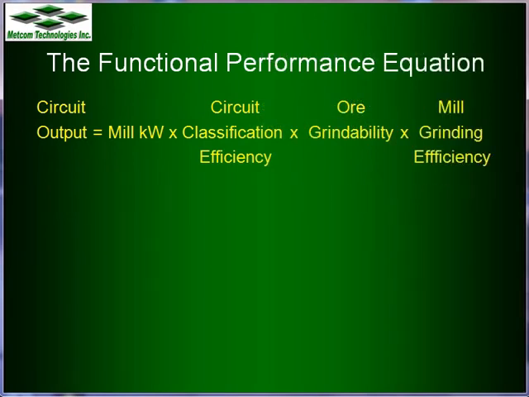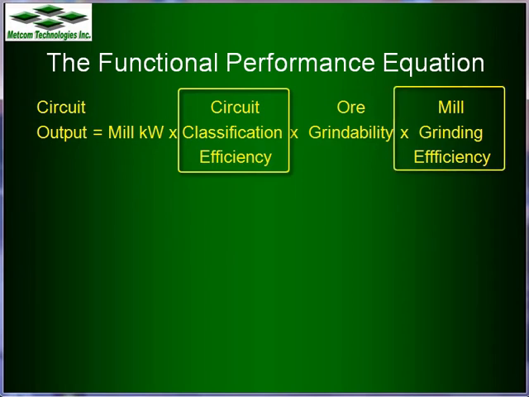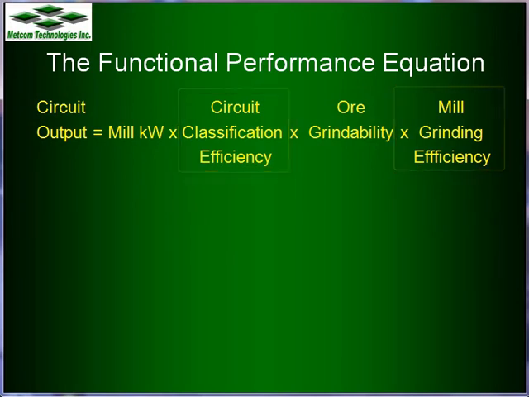So we can finally write the functional performance equation, that the circuit output of fines or new product size material is equal to the mill kilowatts times the classification system efficiency times the ore grindability times the mill grinding efficiency. And we see that there are two separate active efficiencies at play in a ball milling circuit, the classification system efficiency and the mill grinding efficiency.